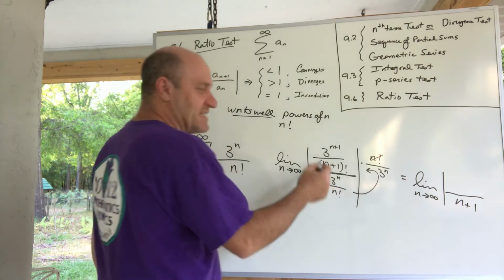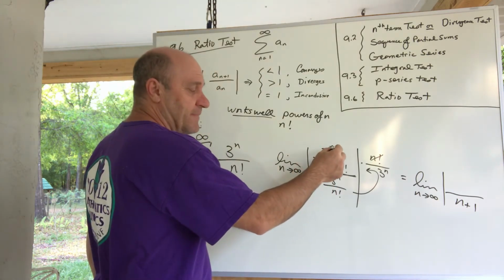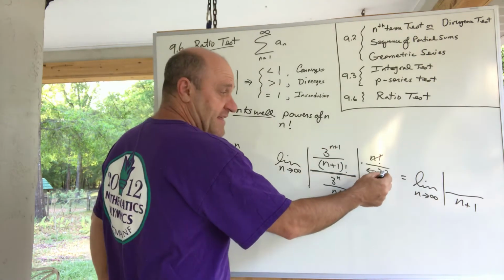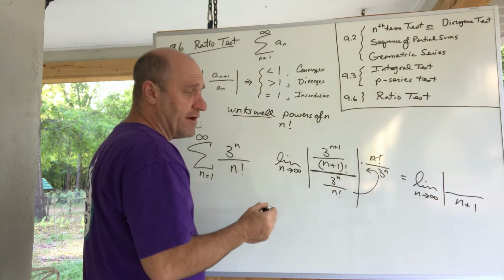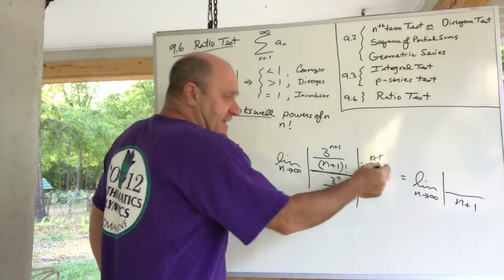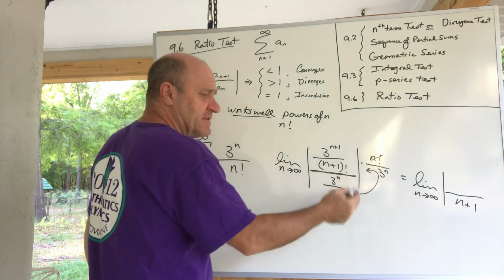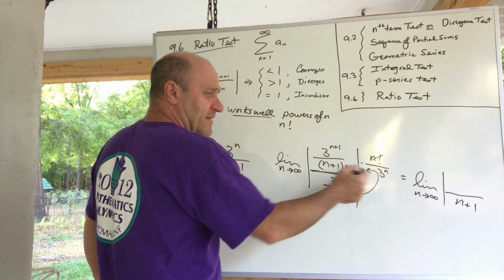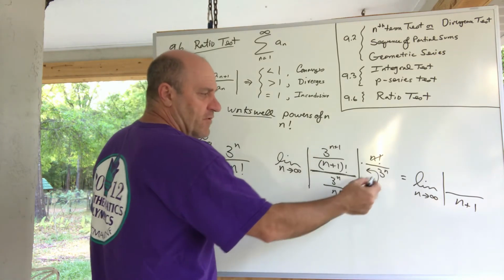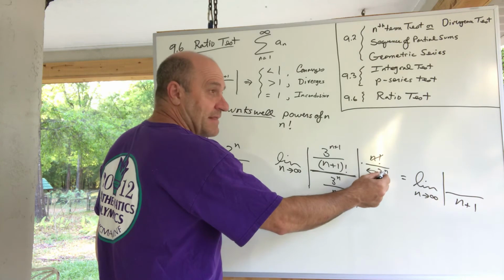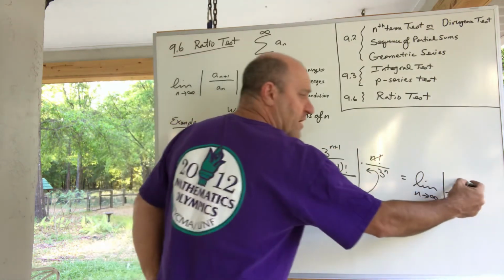What about these 3's? I got 3 to the n plus 1, and I got 3 to the n. They're going to cancel. I've got 1 extra 3 in the numerator. So I think they cancel. Sometimes students have a hard time understanding that. You know, maybe there's 100 3's here, 3 to the 100th. Well, that makes this 3 to the 99th. So they cancel. I'm left with 1 3 in the numerator.